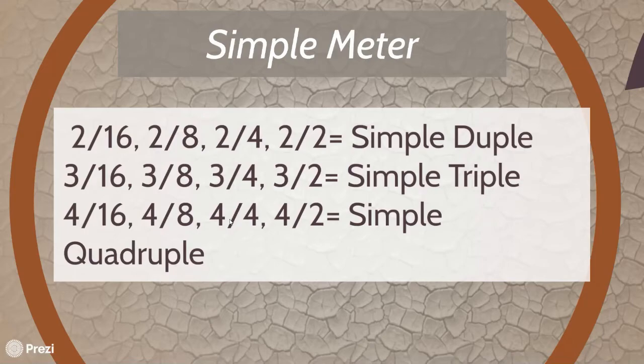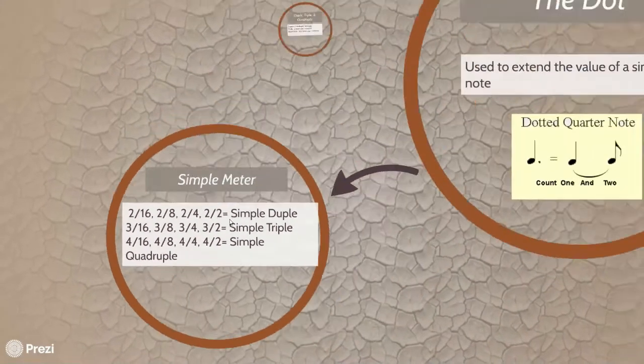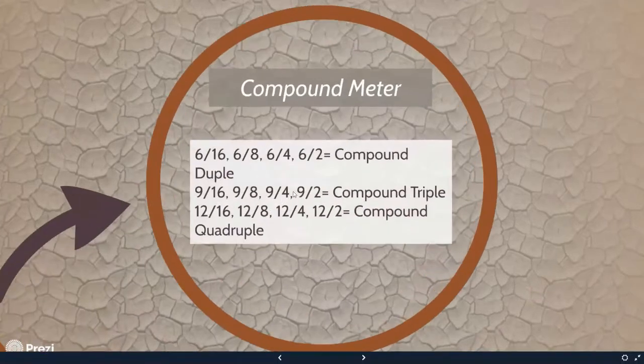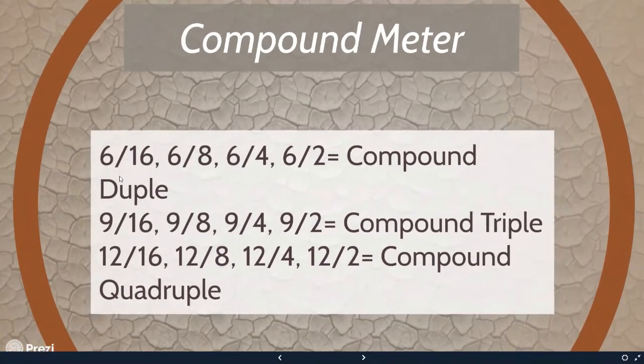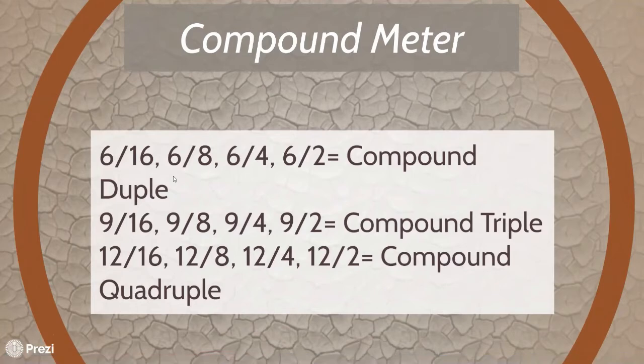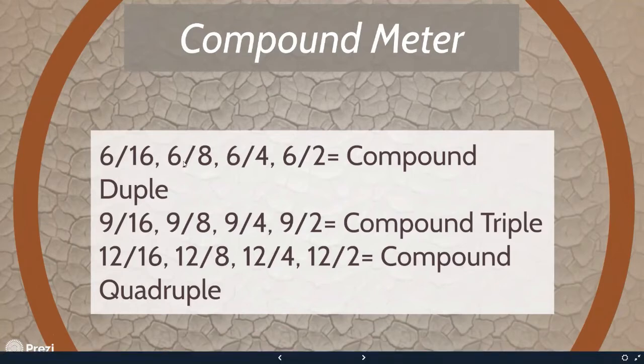Remember that shortcut. Now let's talk about the compound meter, because those aren't all the time signatures. We have different ones. So compound meter, let me zoom out so you can see that. This compound meter is anything with a 6, 9, or 12 on the top number. So 6/16, 6/8, which we're most familiar with, right?